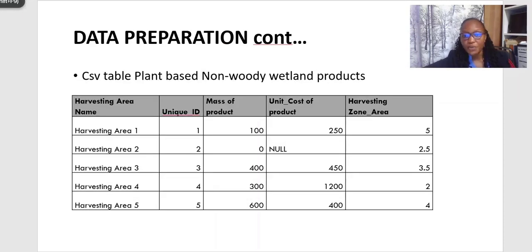So for the non-woody products, we have almost something similar. For the plant-based non-woody wetland product, you would have the harvesting area, the different harvesting areas. Same case, you must have a unique ID that will match up to the unique ID within the raster, the mass of product in terms of tons, what is being harvested where, and the unit cost of the product, and then the harvesting zone area.